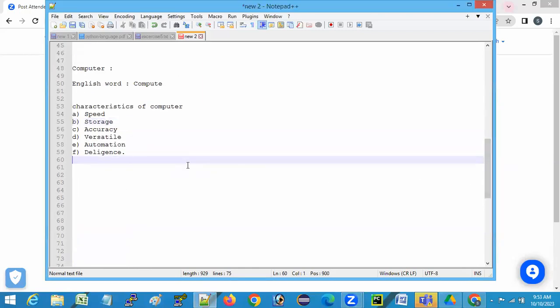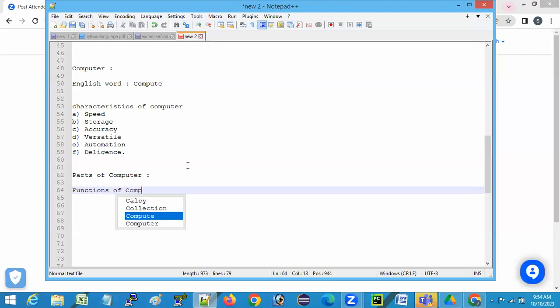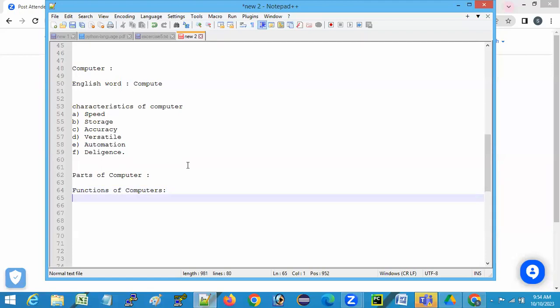See, after the characteristics of the computer, next we'll go with the parts of a computer. Just briefly, I am going to give it, okay? I'm not going to give in-depth knowledge about this, just a brief. Now, the parts of a computer are divided based on the functions of a computer. What are those functions?